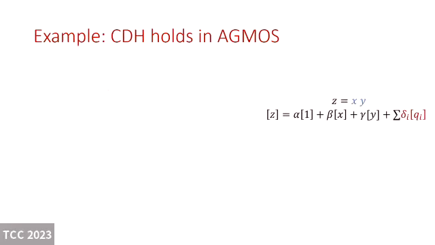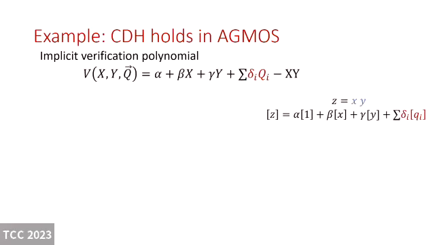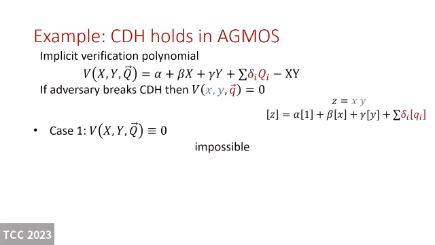Starting from these two conditions, which define a successful AGMOS adversary, let's proceed with the proof. We can implicitly define a verification polynomial using formal variables for the variables x, y, and q involved in the games. So this is the verification polynomial. And in case the adversary is successful, then x, y, and q involved in the game will be a root of this verification polynomial. To go on with the proof, we divide the proof into three cases.